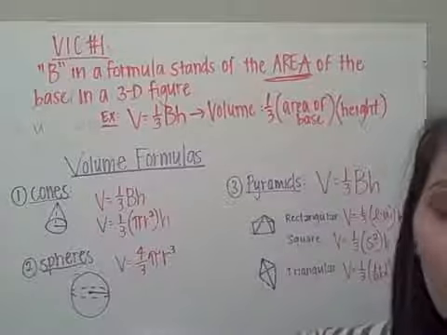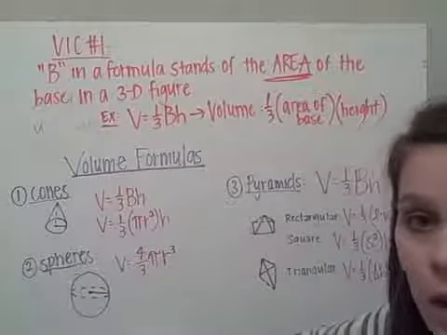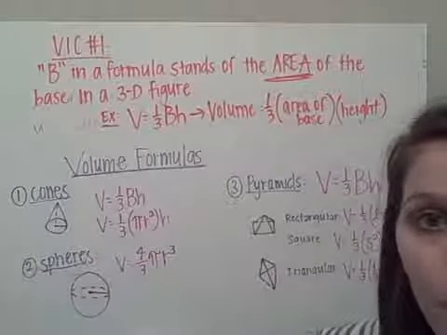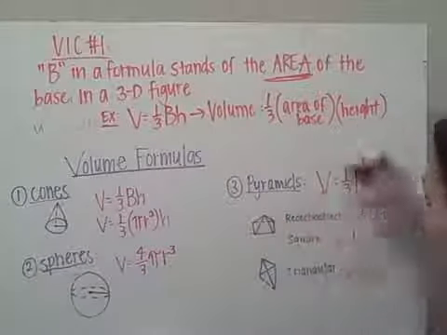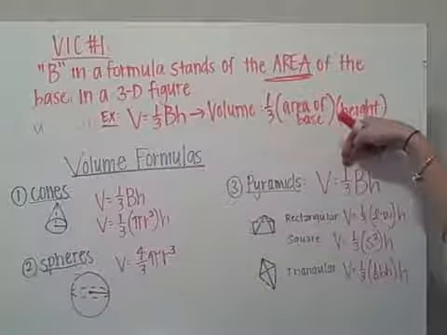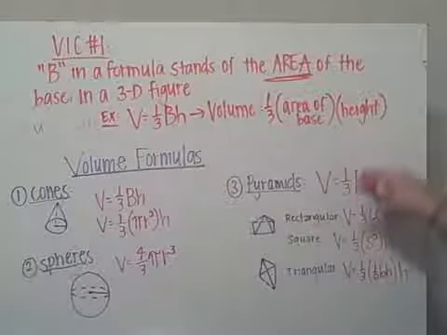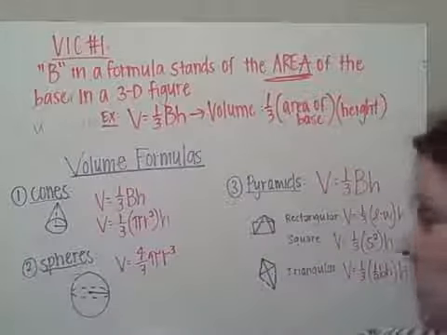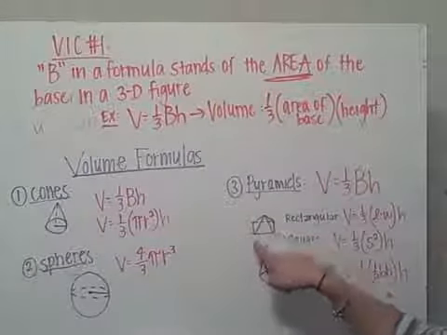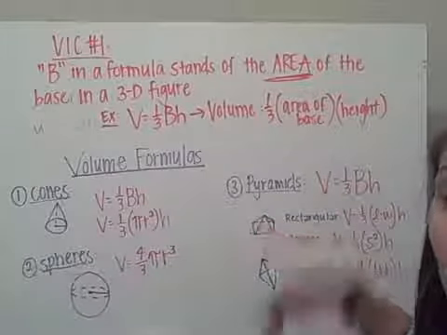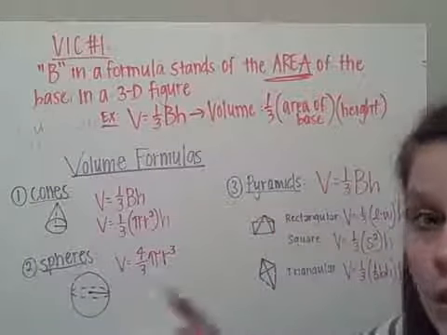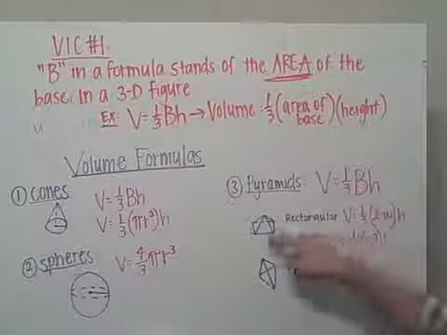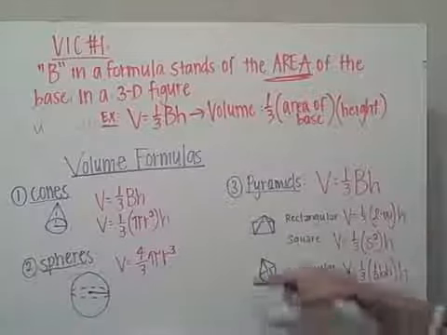Now, when we talk about pyramids, we have 3 different types. We could have a rectangular, a square, or a triangular, depending on what the shape of the base is. Well, pyramids are all volume equals 1/3 times big B times H. And remember, the big B is the area of that base. So if we have a rectangular pyramid, our base is a rectangle. Well, the area of a rectangle is length times width. So volume is going to be 1/3 length times width, the area of the rectangle, times the height of the entire pyramid.